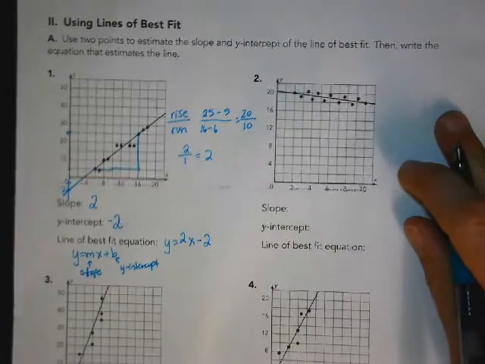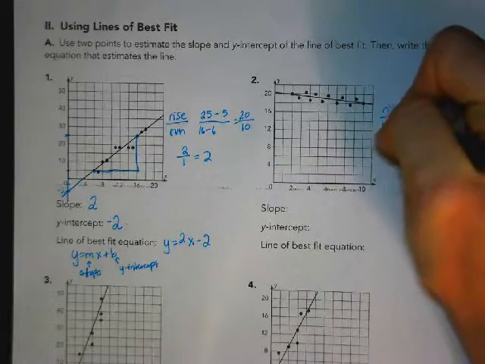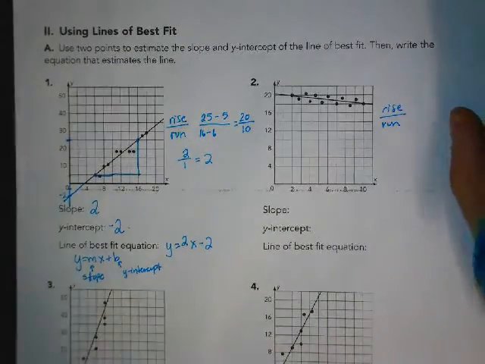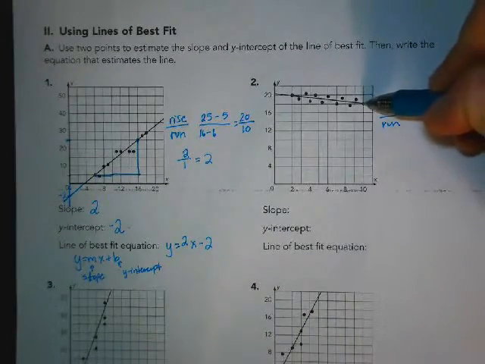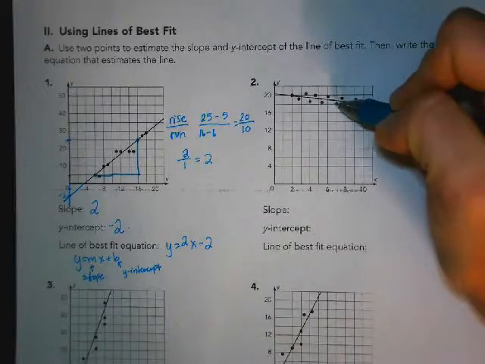Okay, let's take a look at number 2. So every time, because it's going to help you, write rise over run. And now let's find 2 points along the line that meet at the corners of the grid. And I see these 2 points, and then make your triangle.